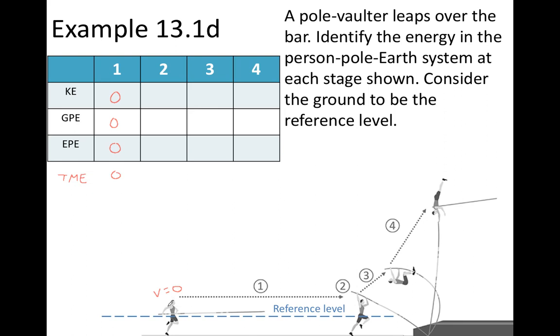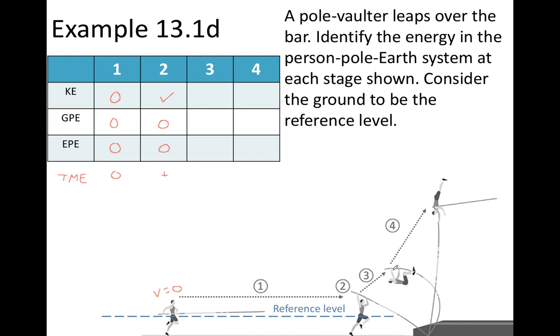The pole vaulter has to input energy to the system, and at point 2, the runner is moving. The gravitational potential energy is zero because the pole vaulter is still at the ground. And we're just going to say that at this point, the pole is not really bent. So the pole vaulter increased the energy, right? So now we have some positive amount of total mechanical energy. The pole vaulter input energy to the system.